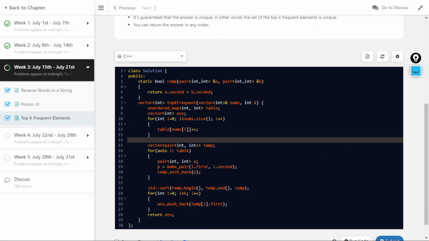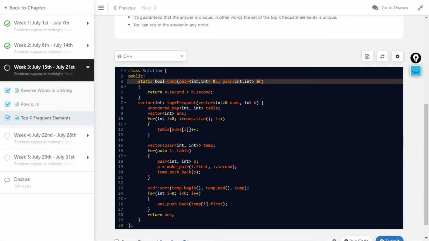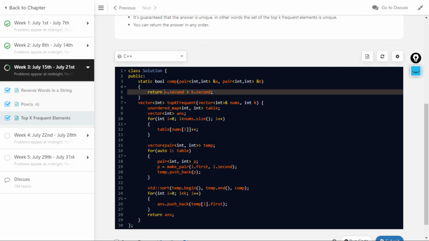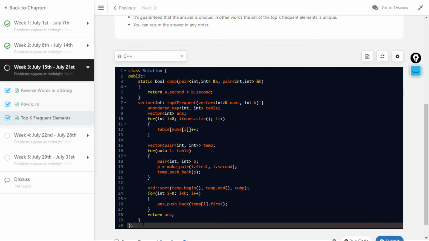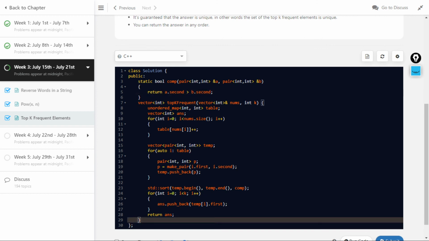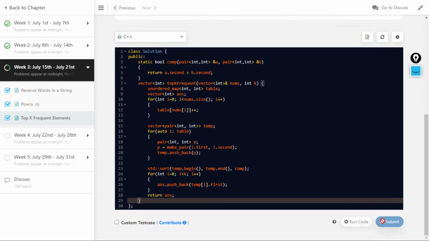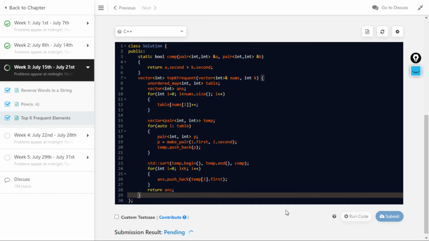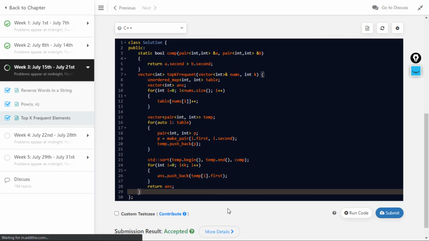Our comp function will be something like this. We get two pairs as input, first pair A and second pair B. After that, we just have to return which is greater. If you want to reverse sort, just change the sign to this. If you want increasing sort, then we have to do this. So with the help of this sort function we'll get our answer easily, and at the end we directly return our answer. So this is the simple solution, and if we submit the solution, we get the correct answer.